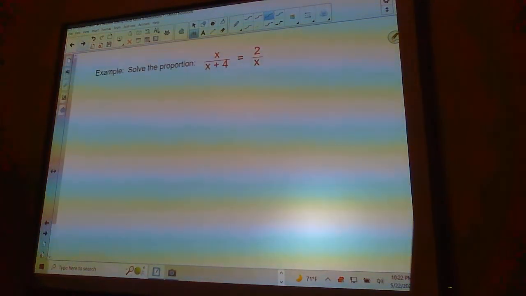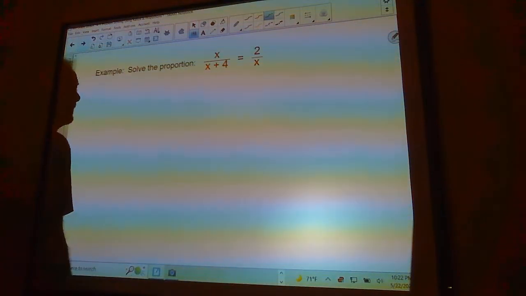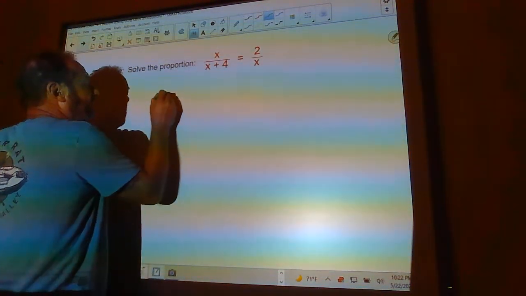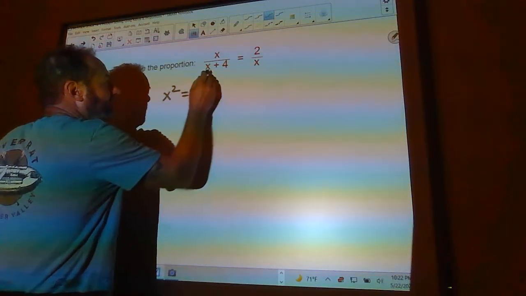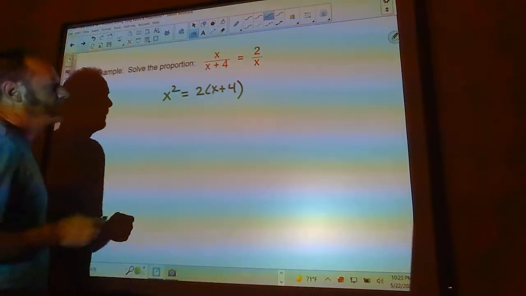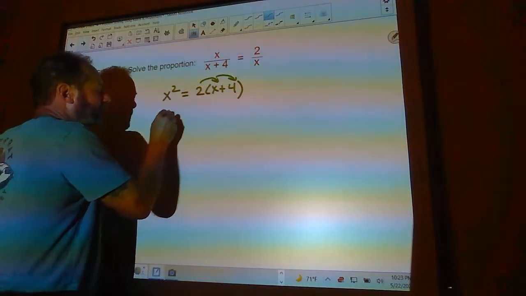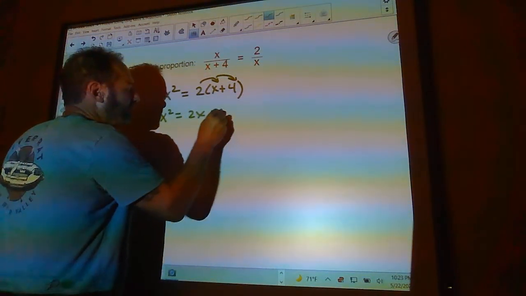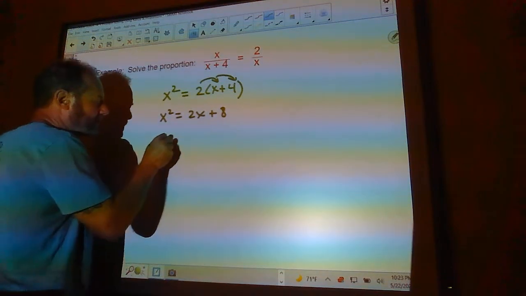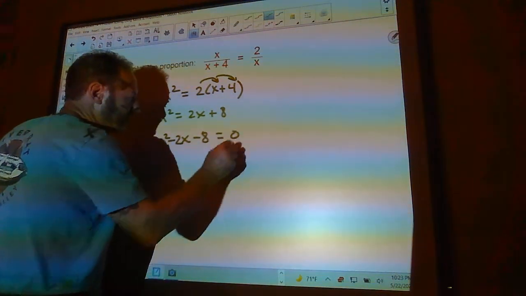Okay, now this one is a little tougher, because we have variables all over the place. But I can still use the means extremes property. X times x is x squared, which should equal 2 times x plus 4. Okay, so now I'm going to go ahead and distribute this in here. X squared equals 2x plus 8. I'm going to move these things over here with the x squared. Subtract the 2x, subtract the 8, then it equals 0.